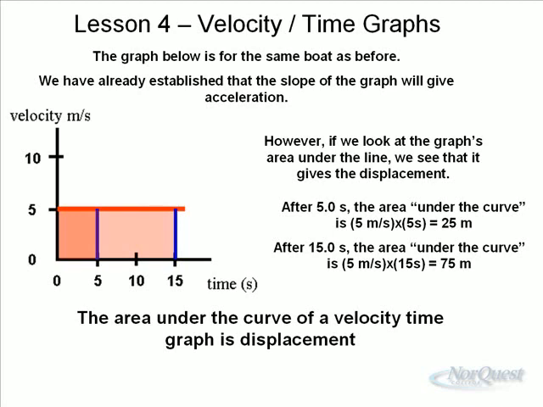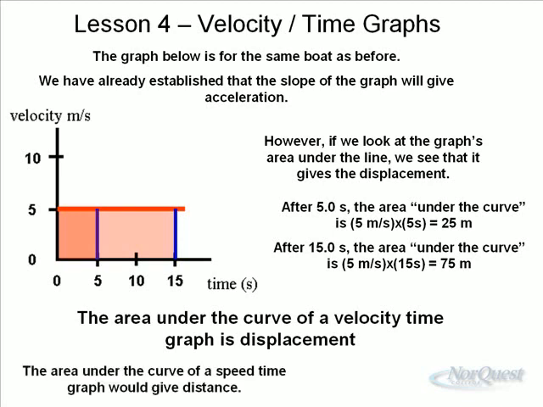Now, you can actually have a negative displacement, and we may look at some of those in examples a little bit later on. If you had a speed time graph, then instead of getting the velocity, or sorry, instead of getting the displacement, you would get the distance. Just like it says there.